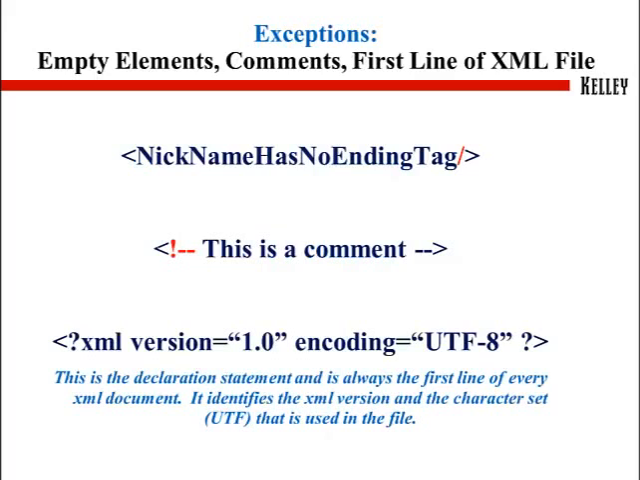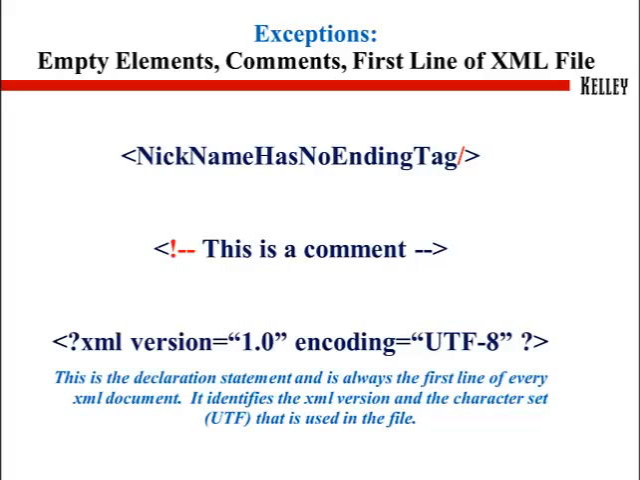There are three exceptions to the structure of an element, and they are empty elements, comments, and the first line of an XML file. The first example, nickname has no ending tag, is an empty element, and you can tell it's an empty element because it has a slash at the very end. This is a single tag. There is no content and there is no ending tag.